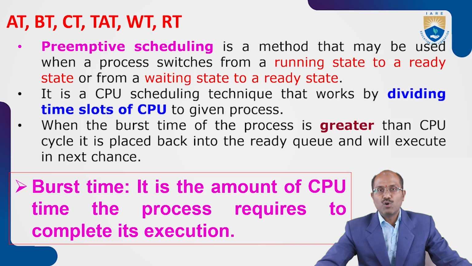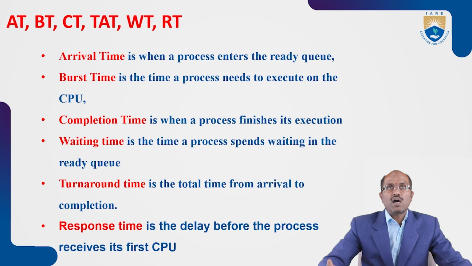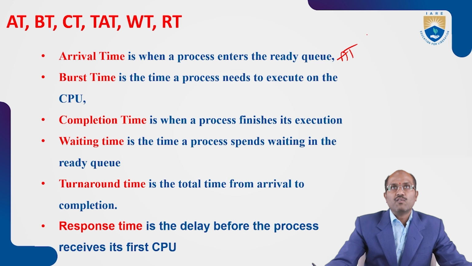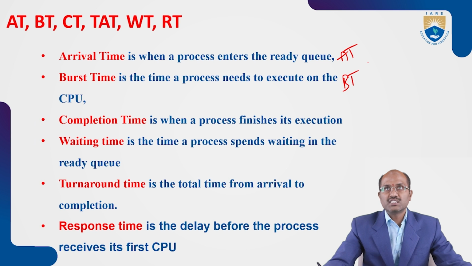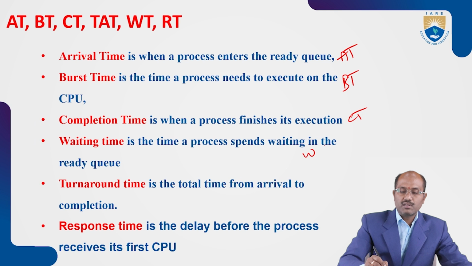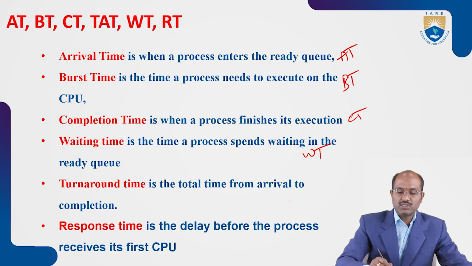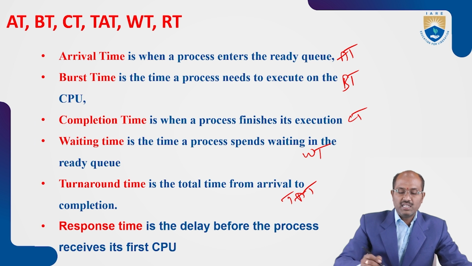Burst time is the amount of CPU time the process requires to complete its execution. That is the burst time. Arrival time is when the process enters the ready queue. That is the arrival time, AT. Burst time, BT, is the time the process needs to execute on the CPU. When the process finishes execution, that is the completion time, CT. When the process spends time waiting, that is the waiting time, WT. The total time from arrival to completion of the process is the turnaround time, TAT. Response time is the delay before the process receives its execution. That is called response time, RT.